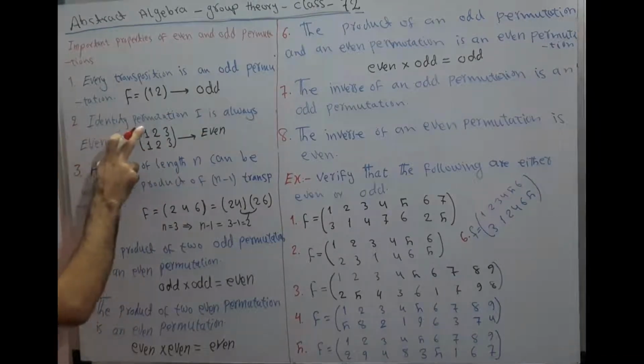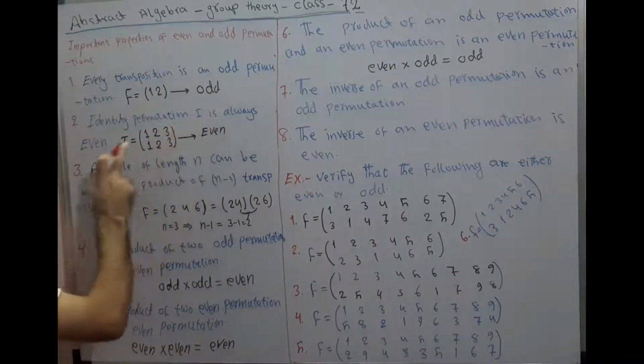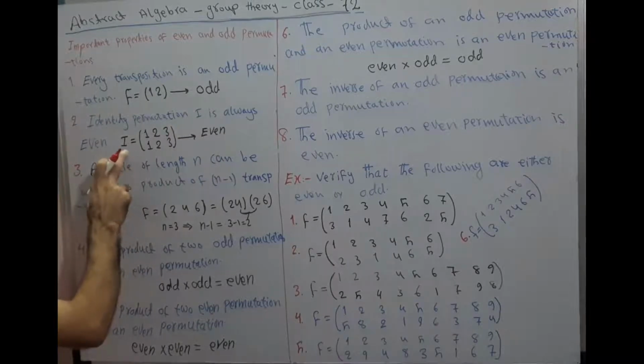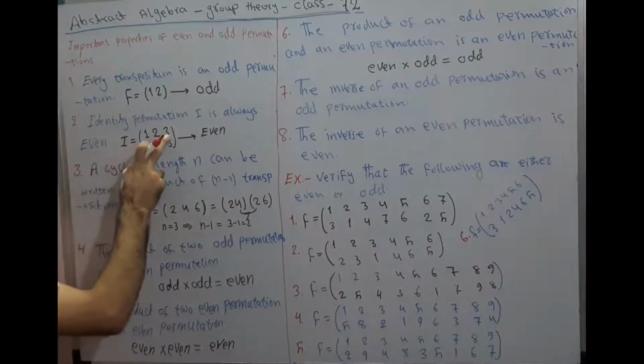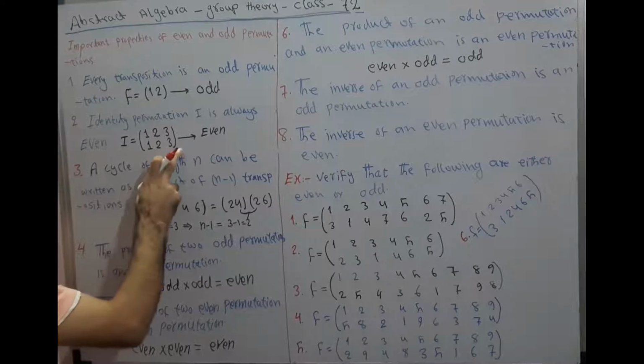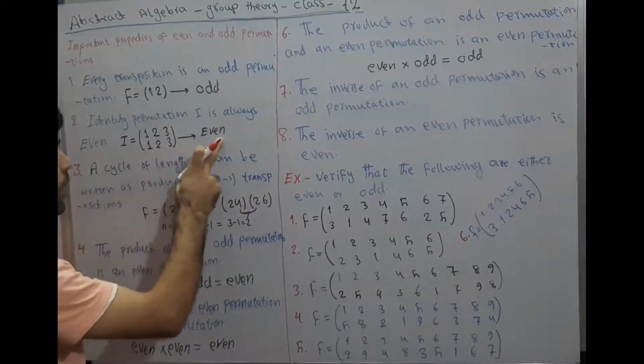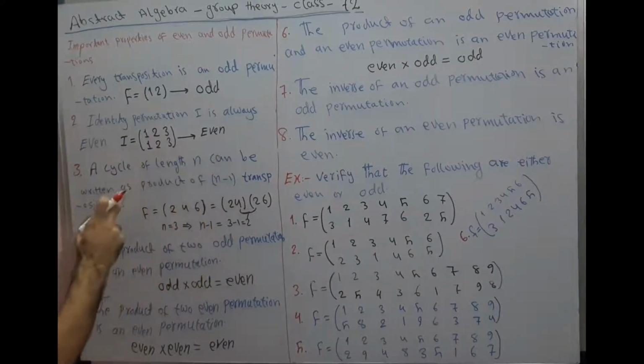Number two, the identity permutation I is always an even permutation. I is equal to (1 2 3 / 1 2 3). It is an identity permutation, so it is an even permutation.